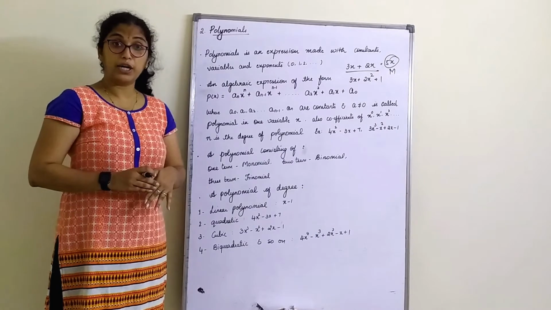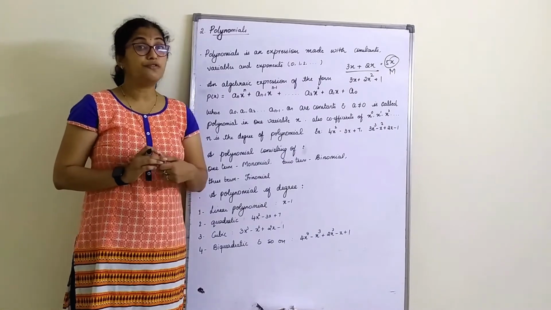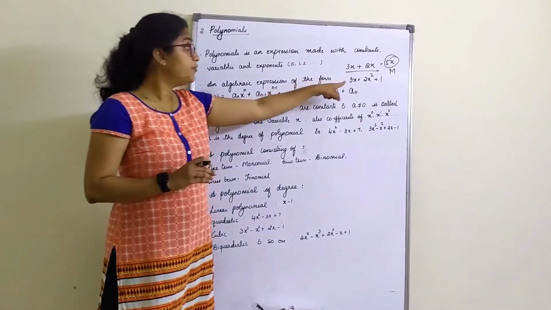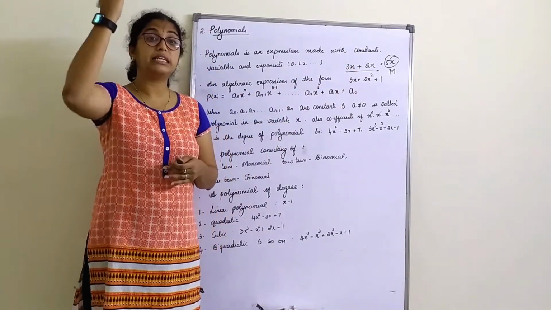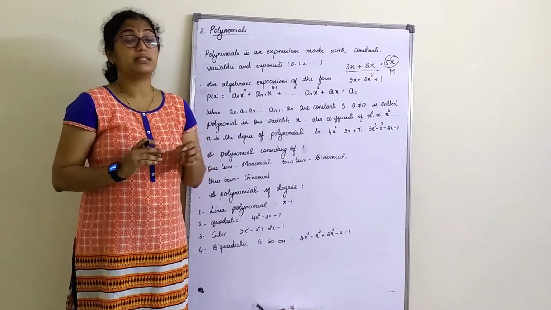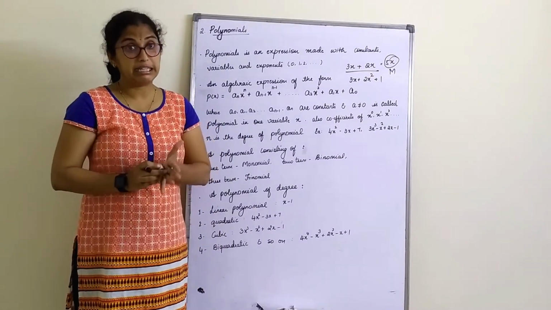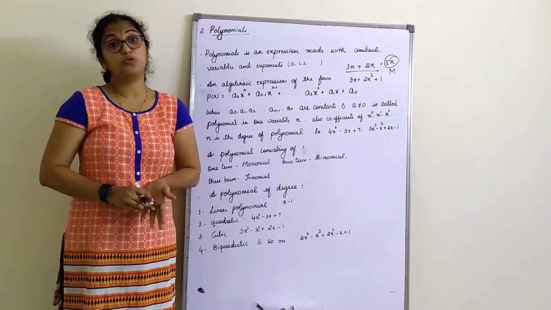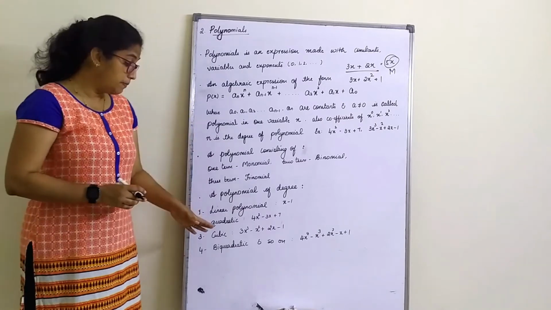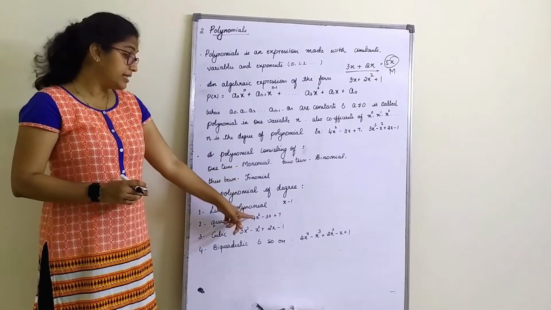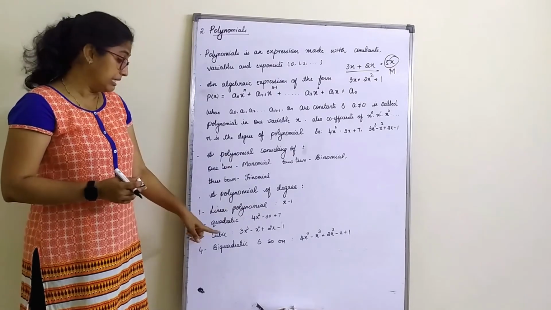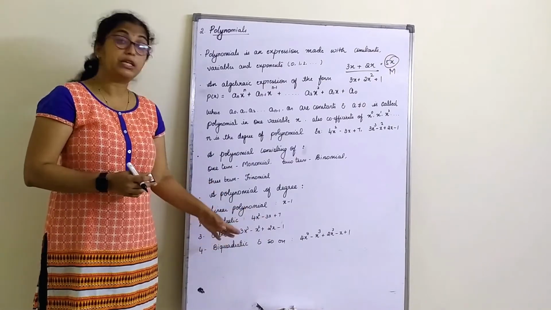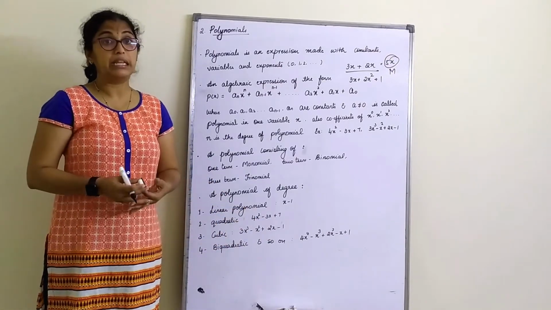Let's move on to the next part of a polynomial, that is the degree of a polynomial. What is the degree of a polynomial? For the particular variable, whatever is the exponent, that is termed the degree of the polynomial. Suppose a polynomial has degree 1, it is said to be a linear polynomial. A polynomial having degree 2 is said to be a quadratic polynomial. Degree 3 is said to be cubic. Degree 4 is said to be biquadratic polynomial and so on.